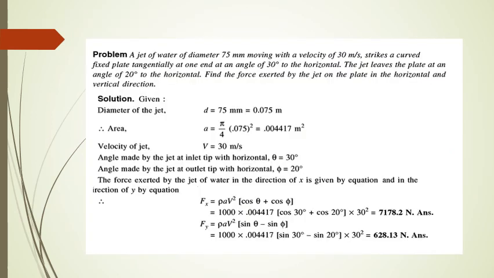Now we solve the problem on jet. A jet of water of diameter 75 mm moving with a velocity of 30 meters per second strikes a curved fixed plate tangentially at one end at an angle of 30 degrees to the horizontal. The jet leaves the plate at an angle of 20 degrees to the horizontal. Find the force exerted by the jet on the plate in horizontal and vertical direction.